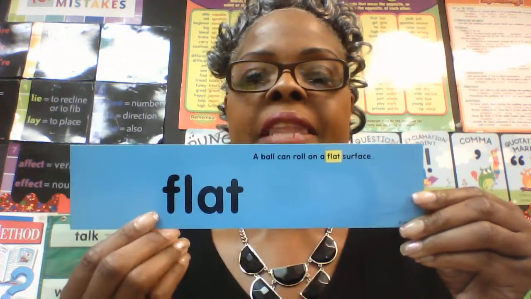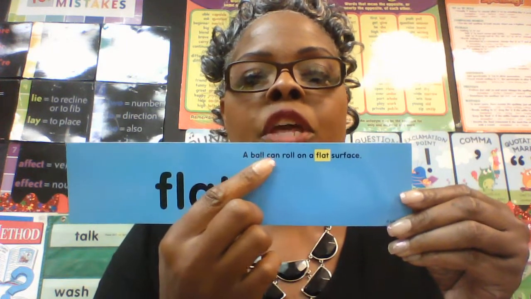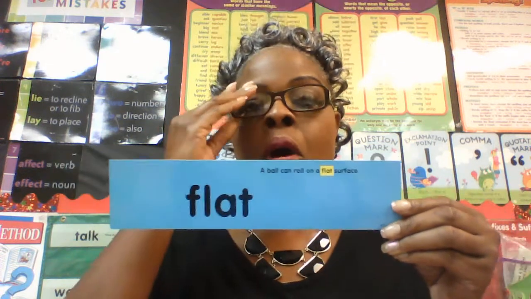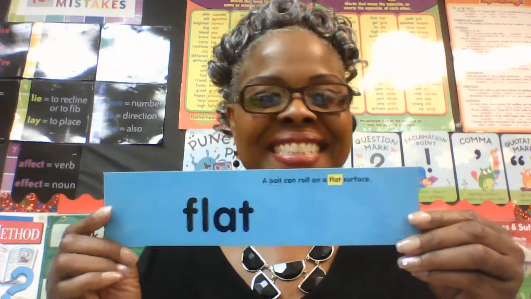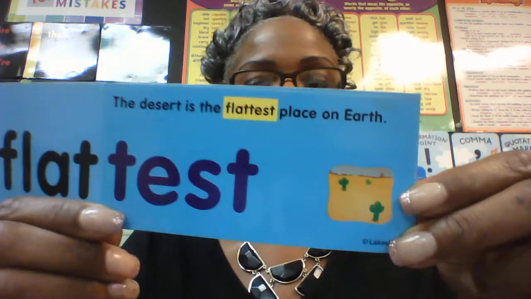Good. Flat. F-L-A-T. Flat. A ball can roll on a flat surface. Now, I've gotten my cards out of order. Here we are. Flattest. Take a look. We're comparing one thing to another. Flattest.